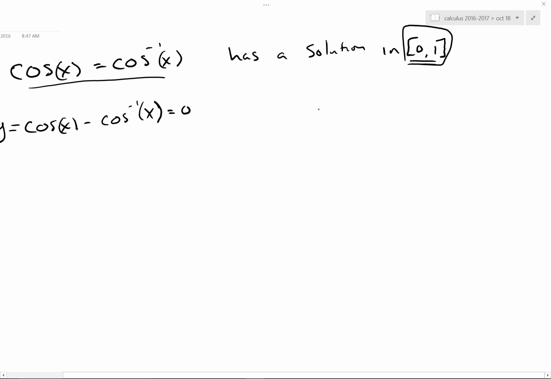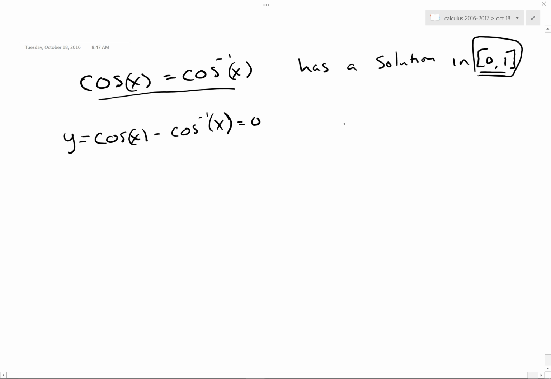Okay? So then the next solution is, well, let's put in 0. If you do y of 0, you end up with the cosine of 0, which is 1. Inverse cosine of 0 is pi over 2. Right? So that's negative, it's negative something. It's negative 0.57-ish.